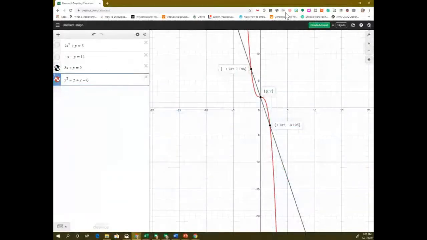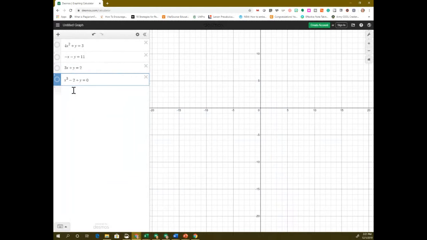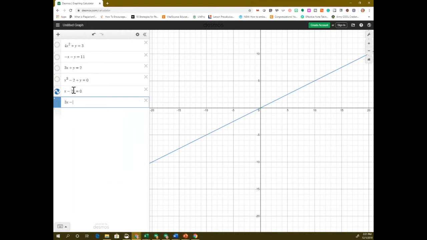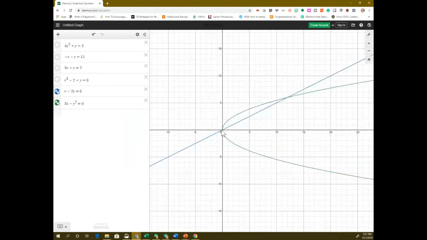And if I go back to Desmos, so I have x minus 2y equals 0, and 3x minus y squared equals 0. And then you can see that they meet at the origin, and the other point here is (12, 6). So the y squared actually forms a parabola that's sideways. That's what's kind of neat about some of these: when you square the y, it goes the other direction instead of up and down like we usually expect from a parabola.